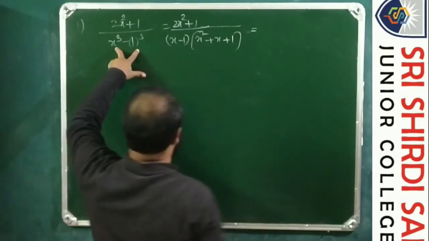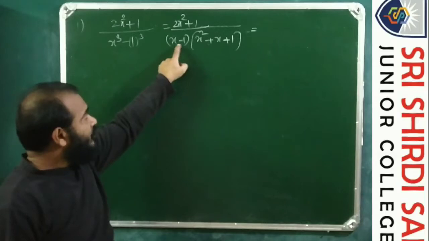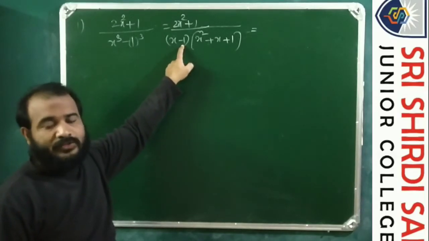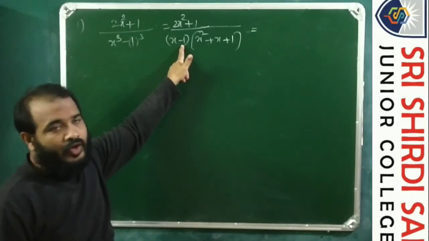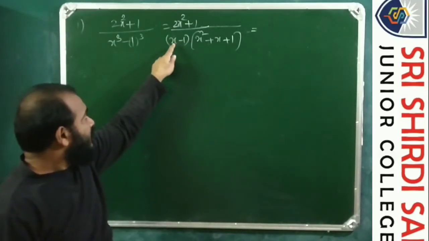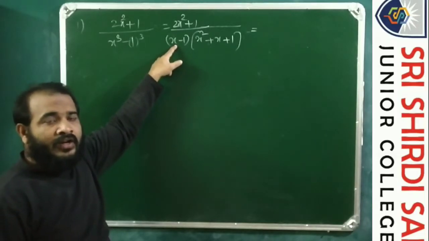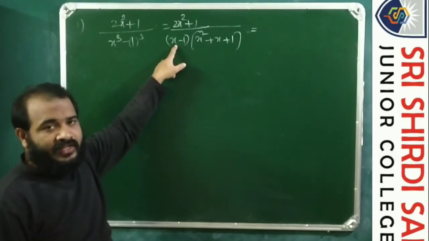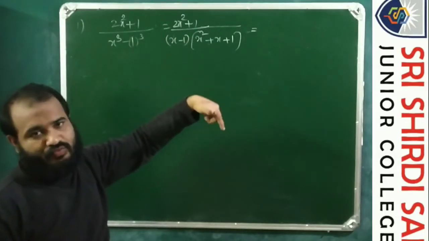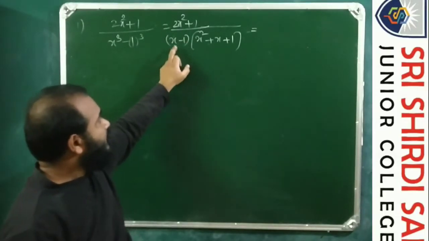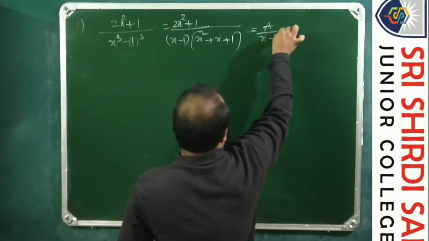Now here the denominator contains x minus 1, which is of the form ax plus b, a linear factor of this denominator. For every non-repeated linear factor, there corresponds a partial fraction of the form A by ax plus b. So the partial fraction for this is A by x minus 1, plus.